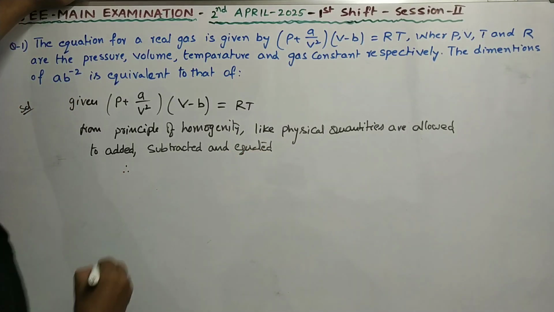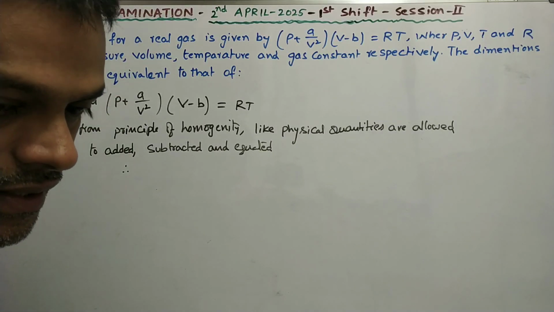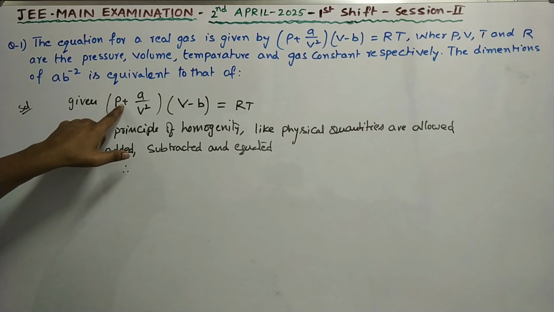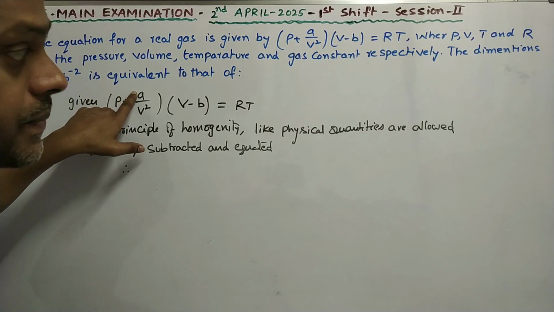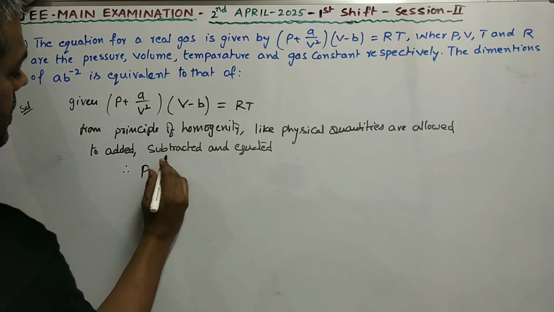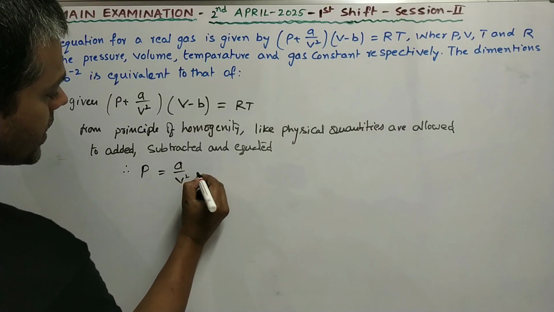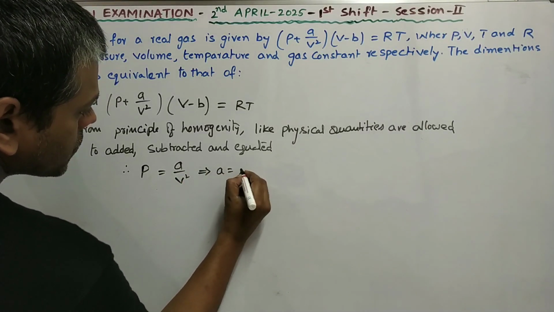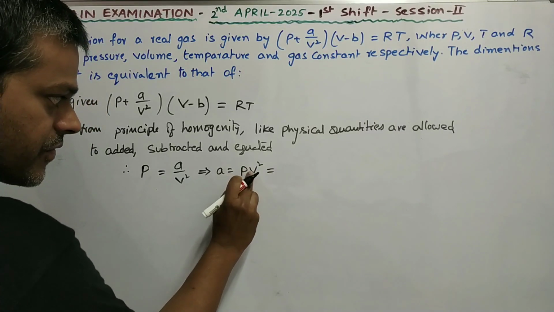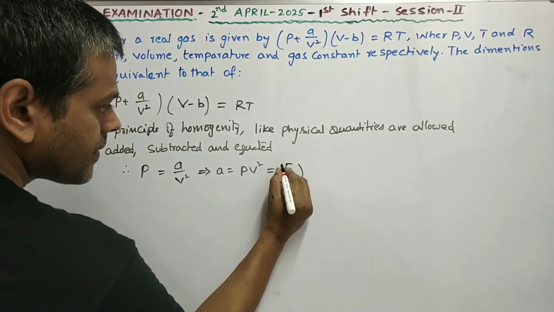Okay, therefore in the given equation P plus A by V square, what is its meaning? It means that the same kind of physical quantity represented by P is represented by A by V square. Therefore P is equal to A by V square. That implies A is equal to P into V square. Here P is pressure, V is volume. So pressure is equal to force by area, isn't it?